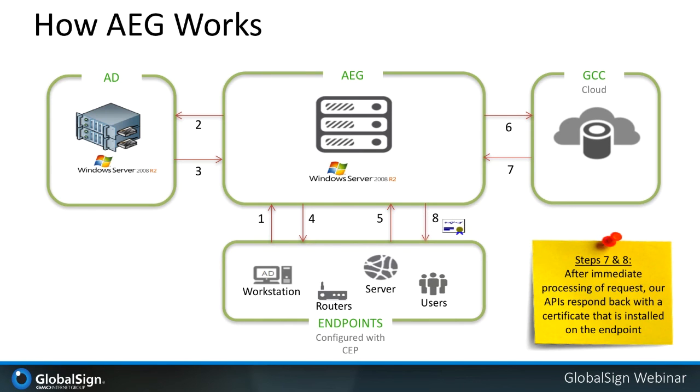On the GCC, once the processing is complete, in the final steps, which are 7 and 8, the backend processes all the requests, usually within seconds, and then sends an API response back, along with the certificate to be installed on the endpoints as requested. So this entire process takes place over a few seconds and can be fully automated by setting up the endpoints to automatically grab the certificates using group policies.